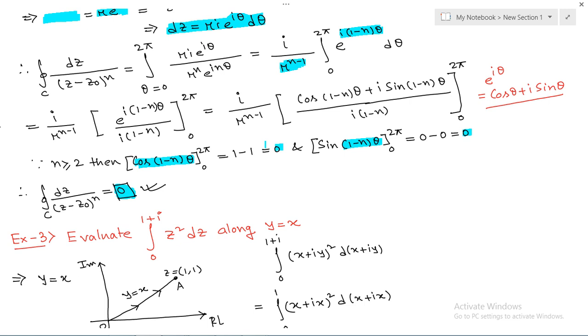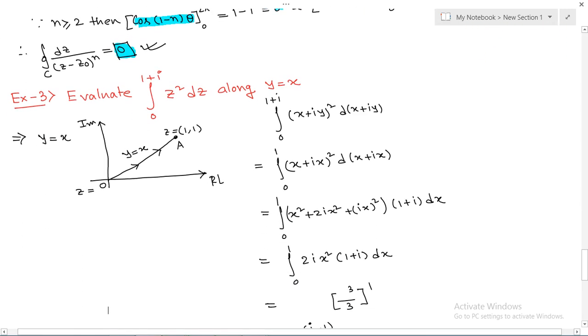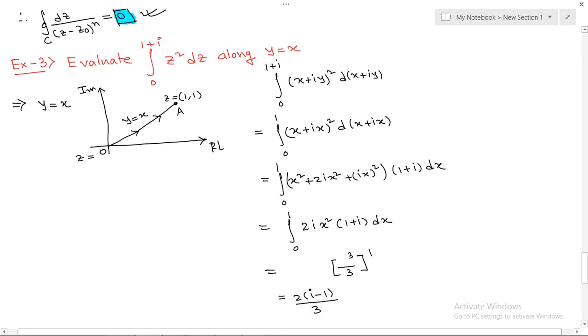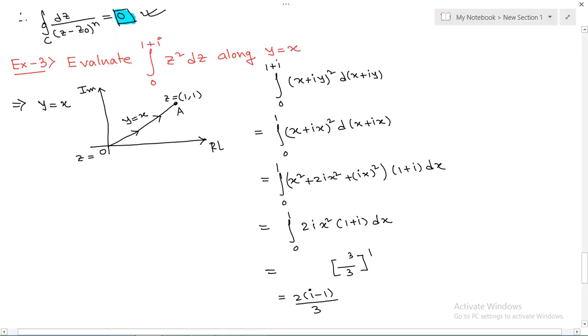Now let us do a different type of integration where the curve is not necessarily a circle. So how can we proceed? As an example, we have taken another integration. Evaluate the integral from 0 to 1 plus i of z square dz along the curve y equals x. So it is just a straight line, y equals x.